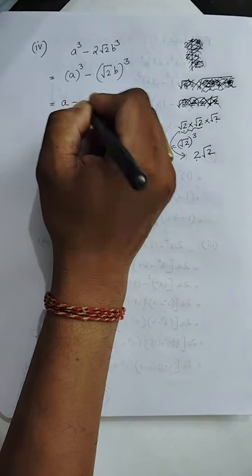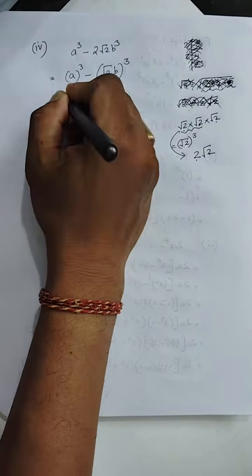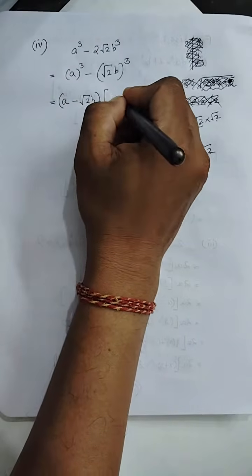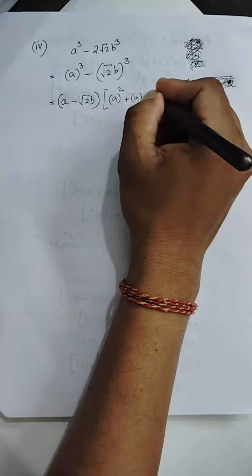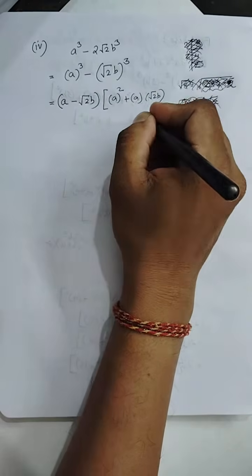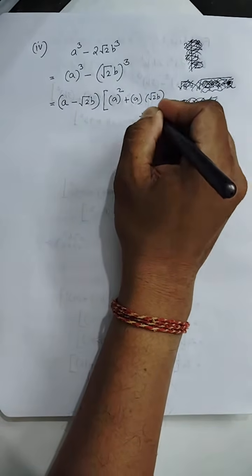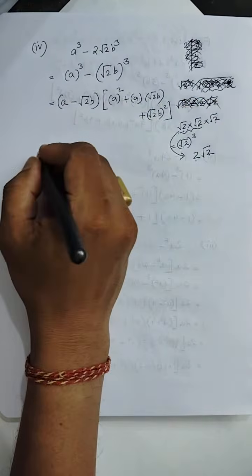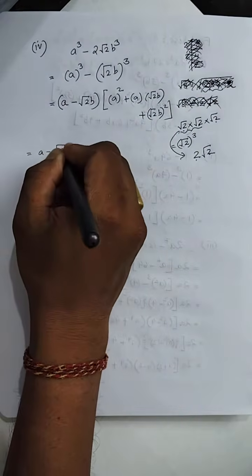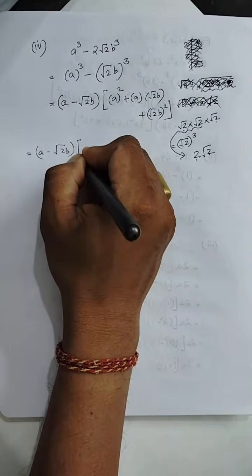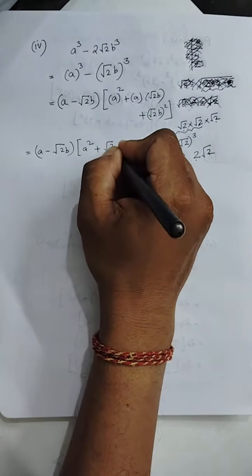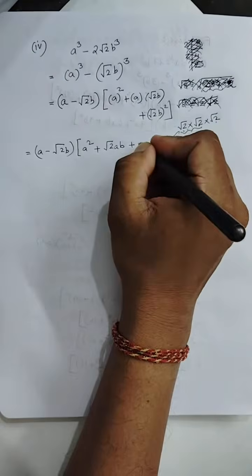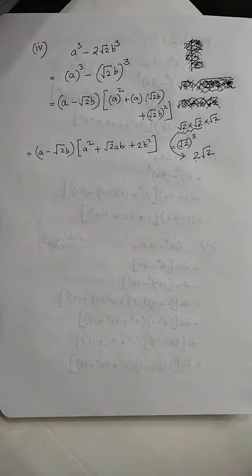So we will have a minus root over 2b and then a whole square plus a into root over 2b and plus root over 2b whole square. So our answer will be a minus root over 2b, a square plus a into root 2 into b will give us root 2 ab and then root 2b square is 2b square. Okay.